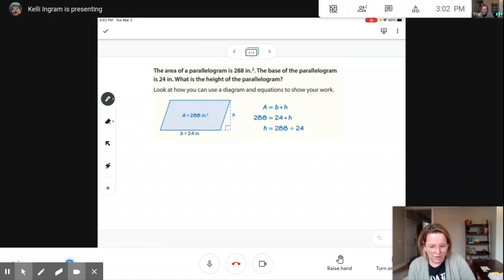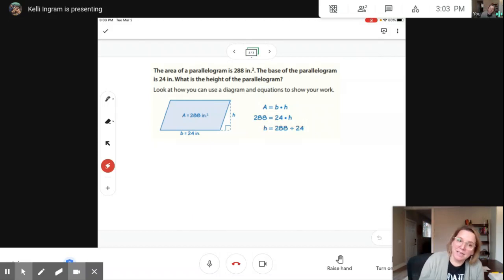They wrote the equation right here, area is base times height. Instead of popping in the base and the height, we popped in the base and this area. And so then to solve that, 288 equals 24 times some number. That's a division problem. So they've got that all set up for you. On the next slide, you are going to finish this problem.